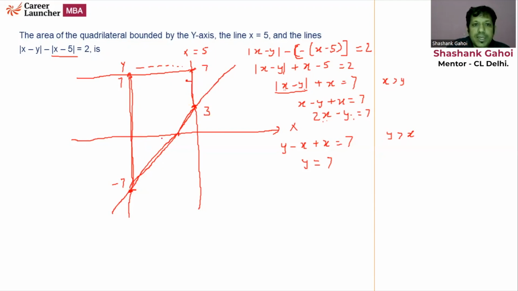Now, what is the area of this? This is a trapezium. So this total length is going to be 14, this total length is going to be 4, and the distance between parallel sides is 5. So area is defined as half into sum of parallel sides, that's 18, into distance between parallel sides, that's 5. This is 9. So my final answer is going to be 45.